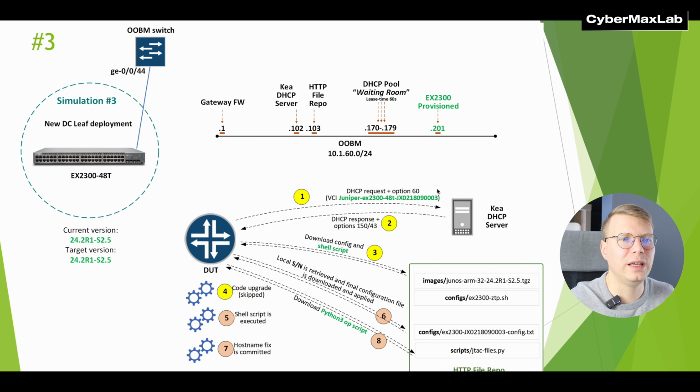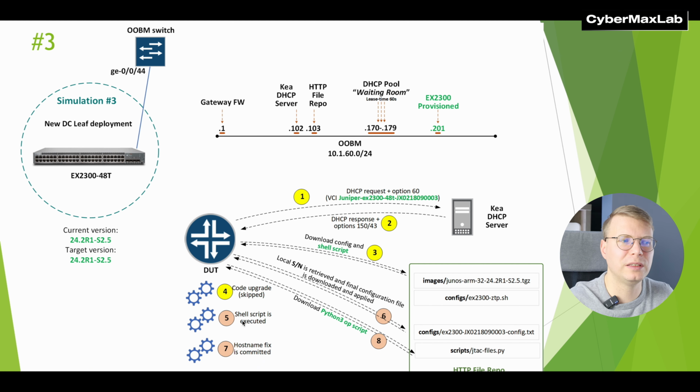So that's why in this case, the decision was taken that the DHCP server will be classifying these DC leaf nodes as just EX2300, similar to the SRX use case. And then in response it will be providing the image and the shell script. So it is doing that. And then the device is going to the repo and downloading the image and shell script. And then it attempts a code upgrade, but the code upgrade is skipped. And then it executes the script.